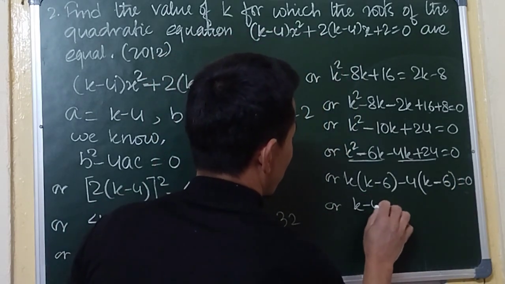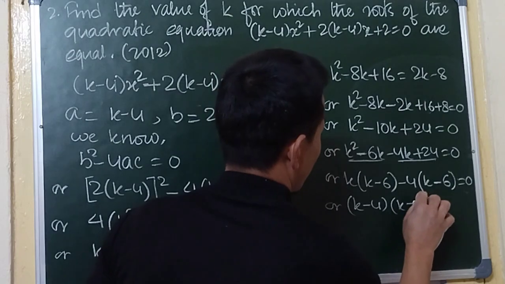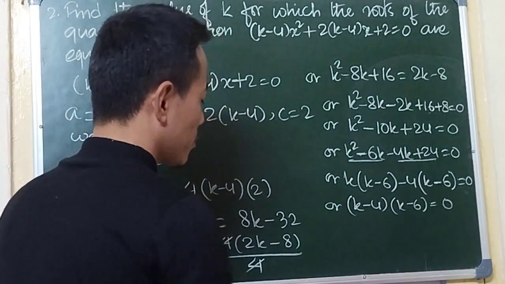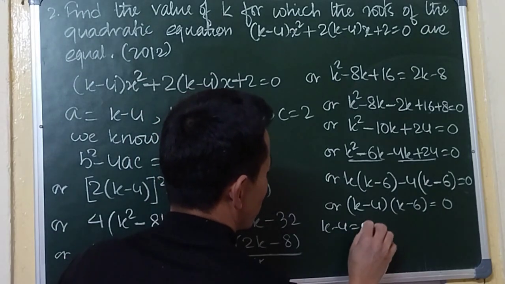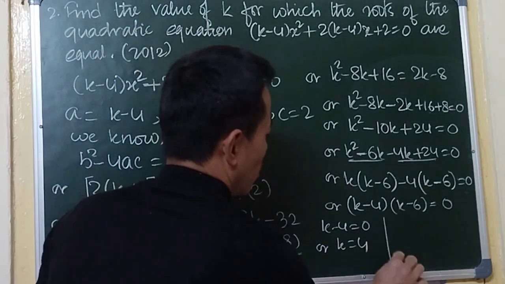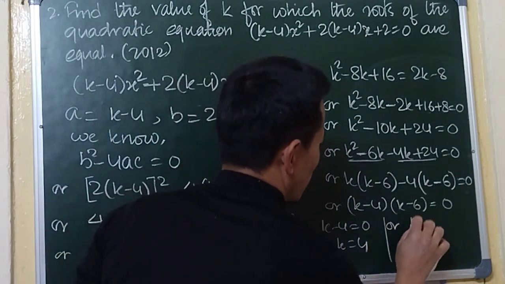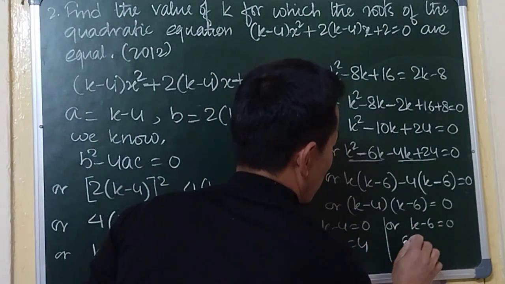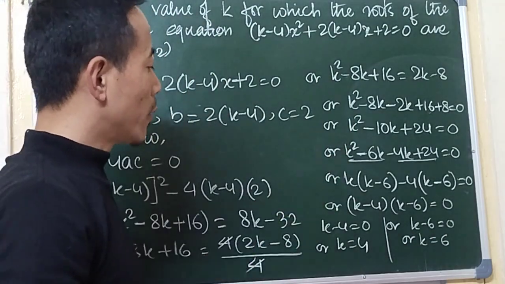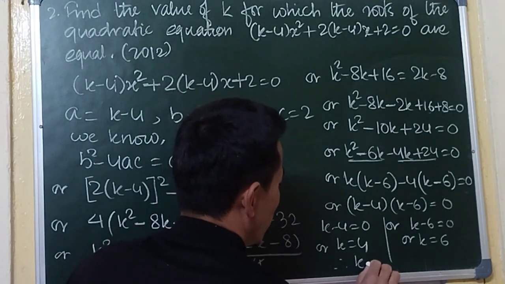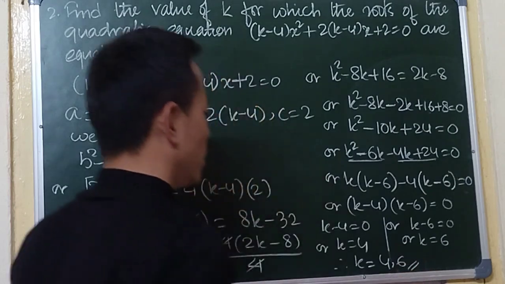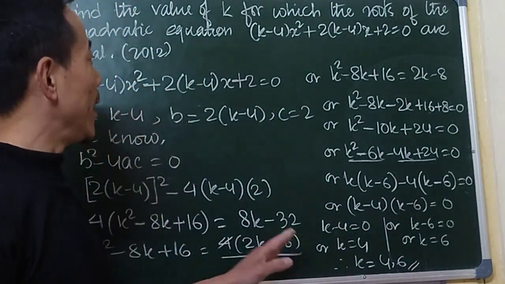So you'll have k minus 4 and k minus 6 equals to 0. Now for this equation to be equal to 0, you can take k minus 4 equals to 0. So if you take k minus 4 equals to 0, then you will get k equals to 4. Or the second term may be 0, so k minus 6 equals to 0, or from here you will get k is equals to 6. So after solving this equation here, we get the value of k equals to, either it will be 4 or it will be 6. So this is how you have to obtain the value of k.